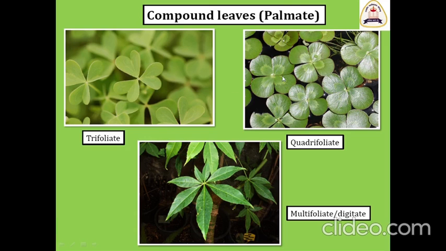Here the quadrifoliate, quadra means 4, where the leaflets are 4 in number. The palmate leaf lamina is divided into 4 equal parts. This is the plant Marsilea, a pteridophyte. Multifoliate, where the incision is in such a manner that the number of leaflets is many, where 7 leaflets are present on the plant. So this is the multifoliate.